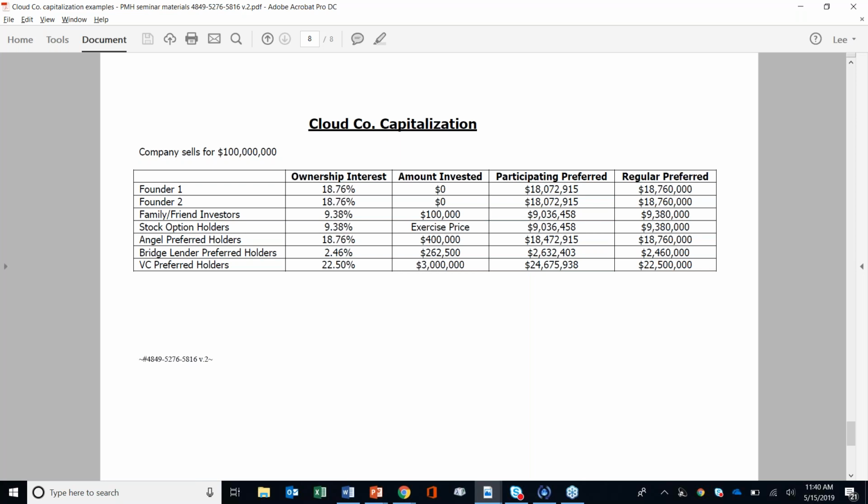And by the way, a different feature than participating preferred that gives a preferred holder a return is a dividend. So that's a fixed, guaranteed return, but that goes to grow fast and sell fast; if you don't, the dividend accrues. So there's flexibility between participating features and dividend features and those types of things. Okay.